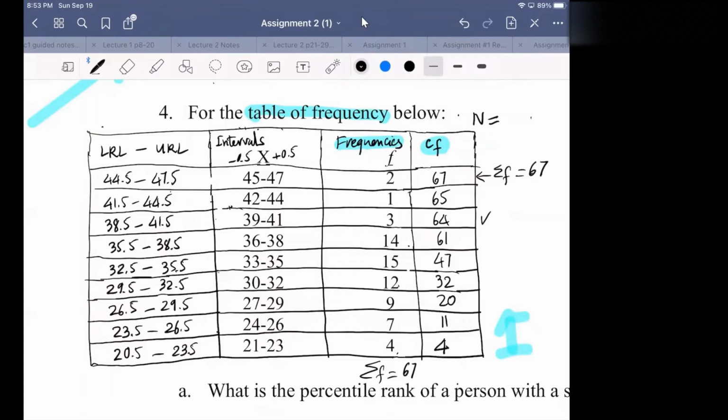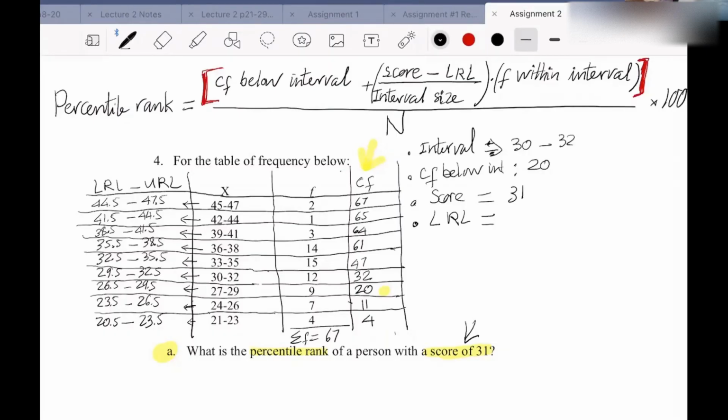If the last cumulative frequency is not the same as the sum of the frequencies, that means that we've done something wrong when we calculated the cumulative frequencies. And in this case, the sum of the frequencies is the same as the sample size, n. So n should be 67 as well. So we are looking for the percentile rank of the score 31 here, everyone. The score 31, that's what we're looking for.